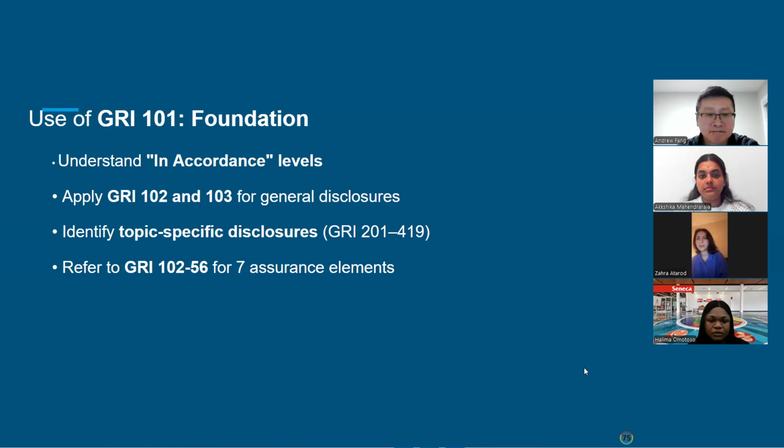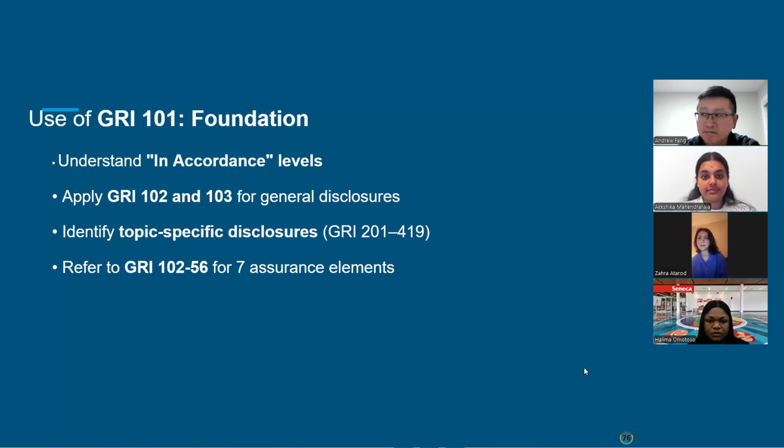Disclosure includes four key areas: organizational profile. Who are they? What do they do? Strategy and analysis. What's their approach to sustainability? Ethics and integrity. What values guide them? Governance. How are the decisions made? There are groups into three.